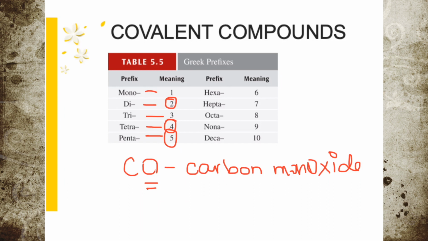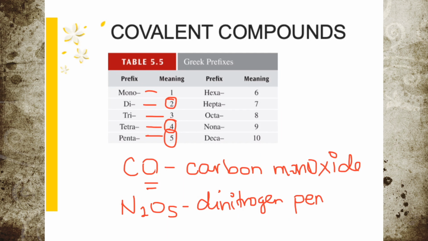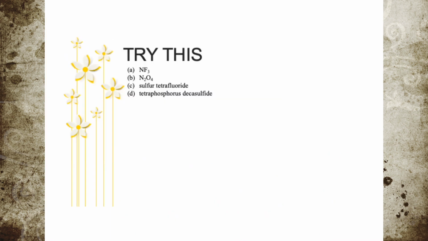So, for example, if we have N2O5, we name this as dinitrogen. Instead of penta, we use pen only. We drop the A, so it will be pentoxide, not pentaoxide. Alright, so it will be dinitrogen pentoxide. Now let's try the following.